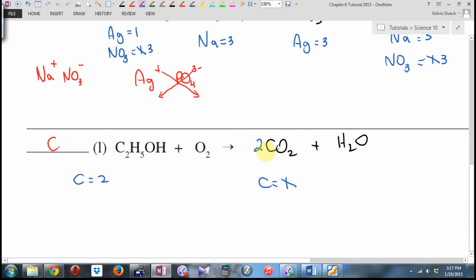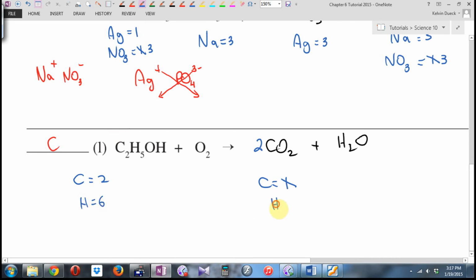Now let's change a bunch of other stuff. Save the O's for later. And the reason I save the O's for later is they're always going to be in 2 locations. At least the H's on the right are going to be in 1 location. So let's do the H's on the left. How many H's on the left? 6. Strangely, but yeah.